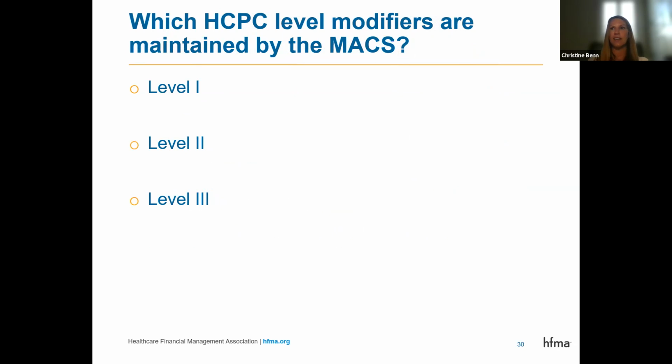All right, let's go on to our next polling question. So which HCPC level modifiers are maintained by the MACs? And the results? It is level 3. Good job. The majority of people got that one.